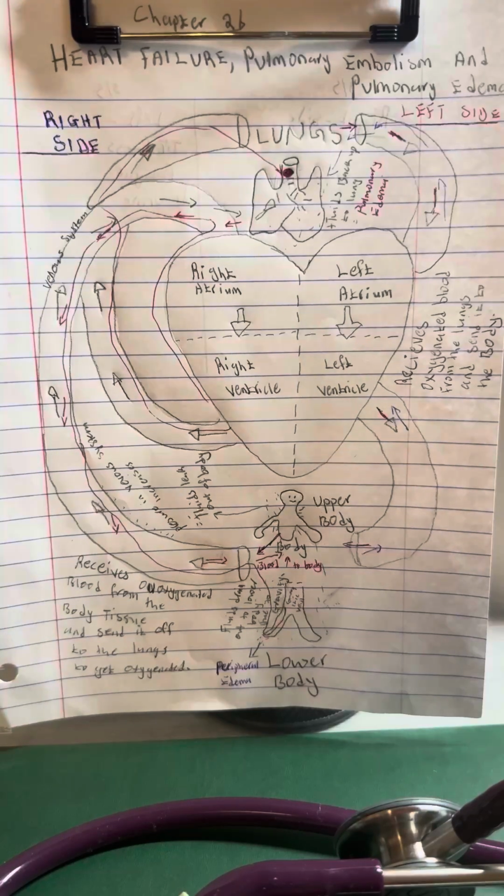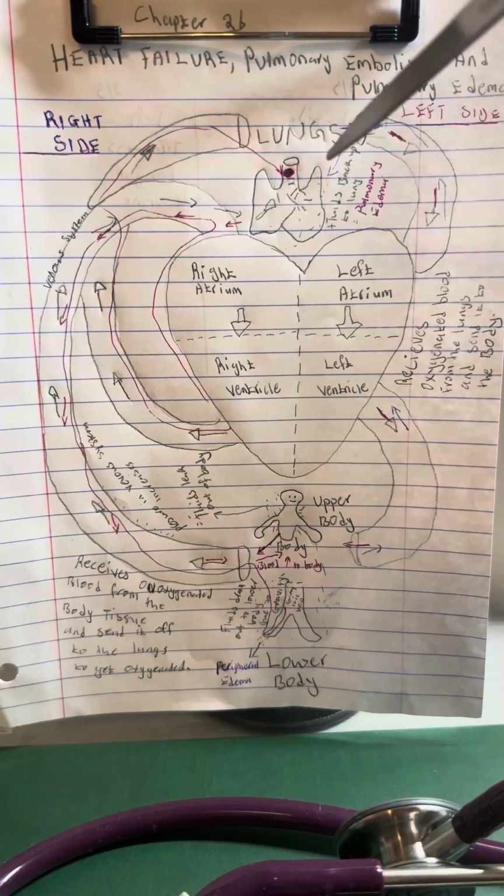Now let's look at some medications. Some medications that are used to treat pulmonary embolism would be our anticoagulants. So what will be the role of our anticoagulants in this? What are some of our anticoagulants?